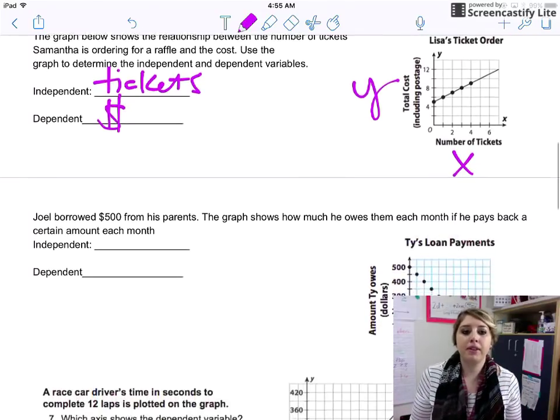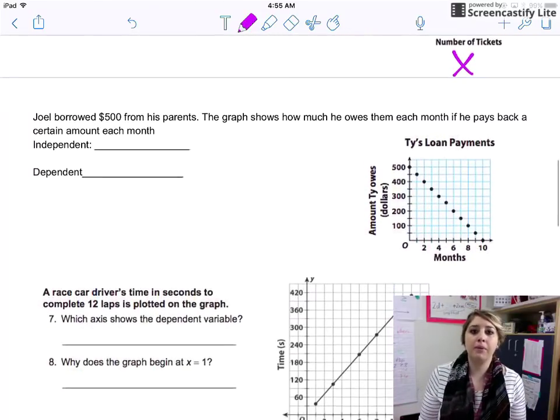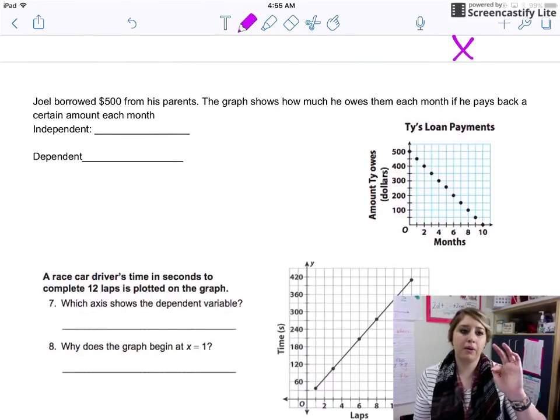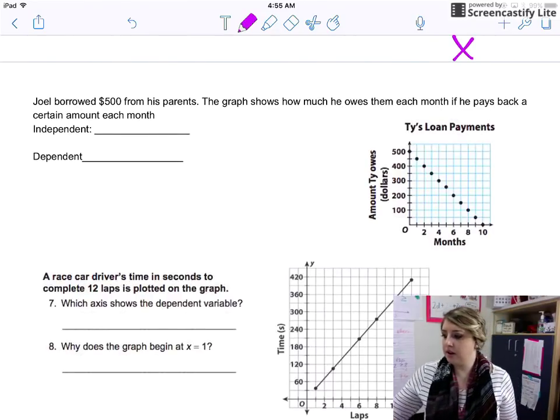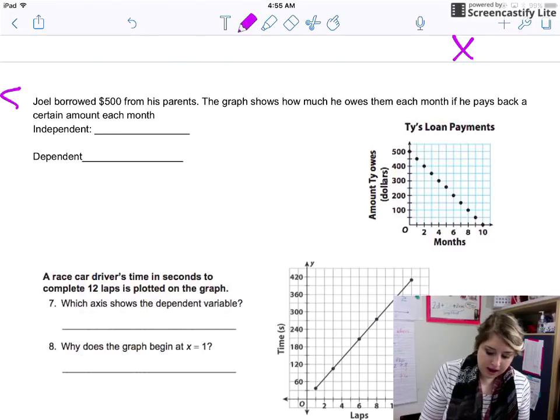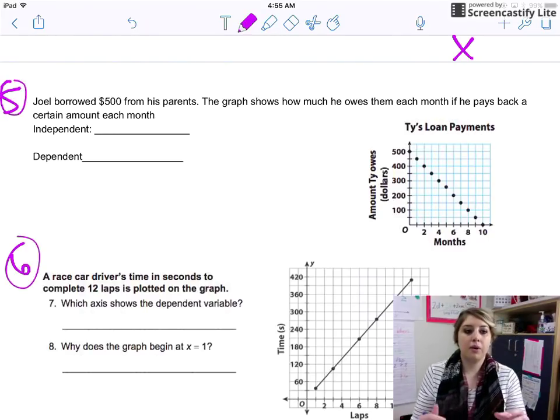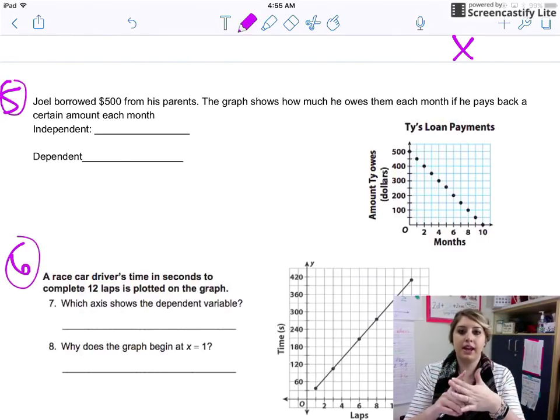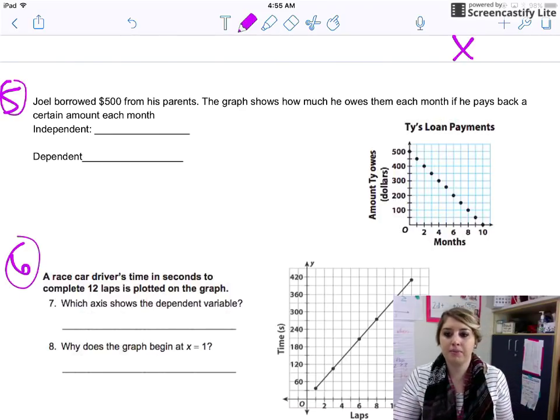So will you flip it over to the other side? And I want you to go ahead and try these. I think it's number 5 and 6 on the back. Go ahead and do 5, 6, 7, 8. And pause your video and then check with me here in a second.